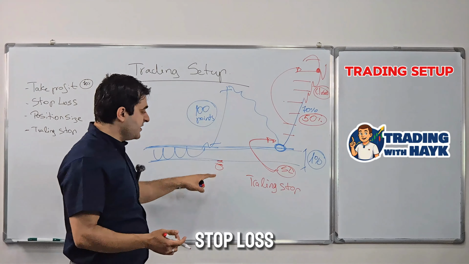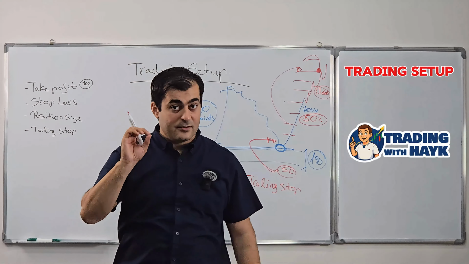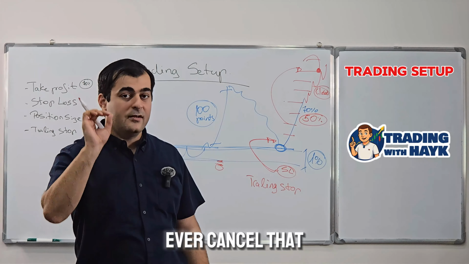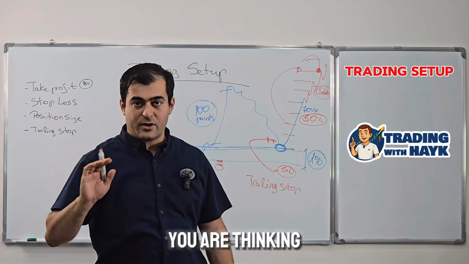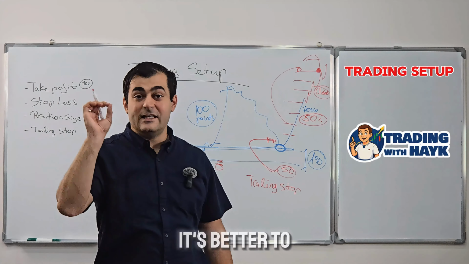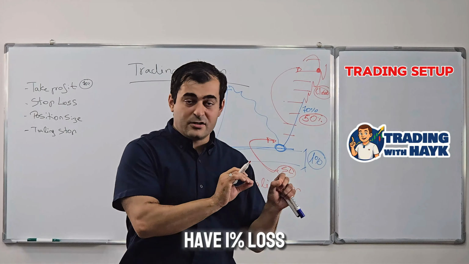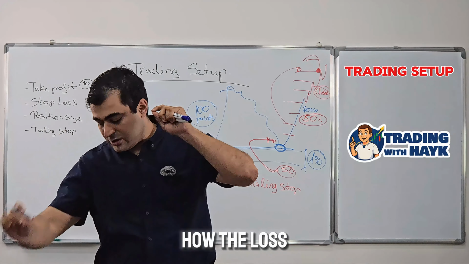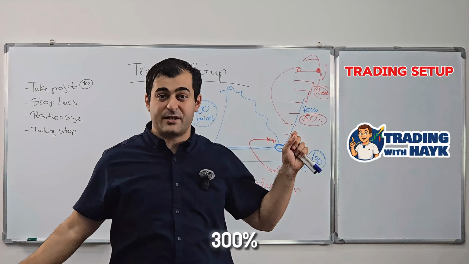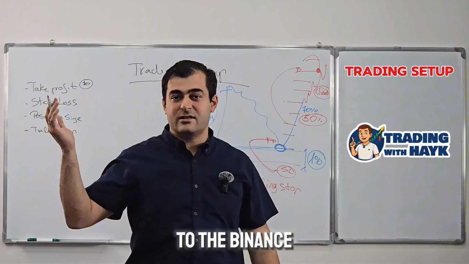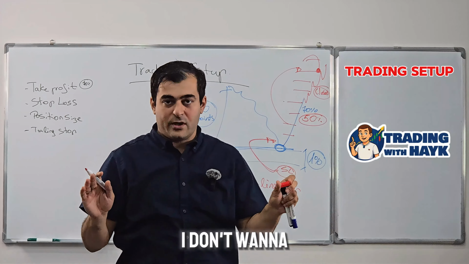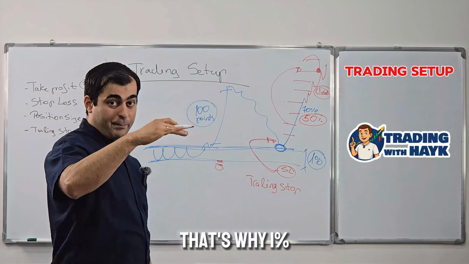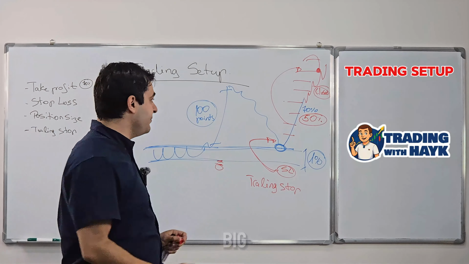Always put the stop loss. Never ever, I repeat, never ever cancel that stop loss, move that stop loss, or whatever you are thinking. Never touch it. It's better to have a 1% loss than start watching the loss go to 100, 200, 300%. You can go to Binance Square or anywhere you want, and you see that people are holding at minus 500, 600%. What the hell are they thinking? I don't want to understand that. That's why 1% is always better than leaving it that big.